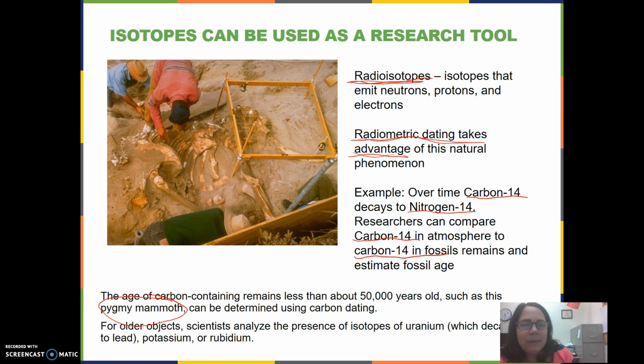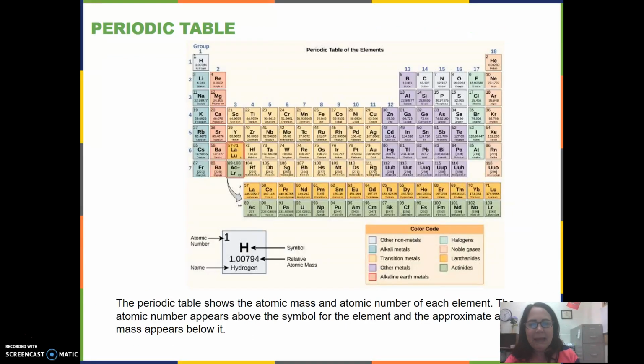Now, carbon dating can be used as long as the fossil is less than 50,000 years old. But for older fossils, scientists will use uranium, which decays to lead, and then potassium and rubidium are other isotopes that are used. So isotopes are used in radiometric dating because we know a property of them called their half-life. Anyway, we use that in a mathematical formula to determine the age of the fossil.